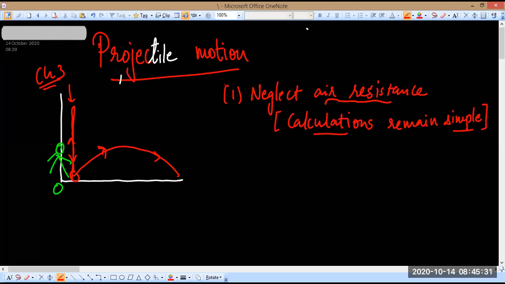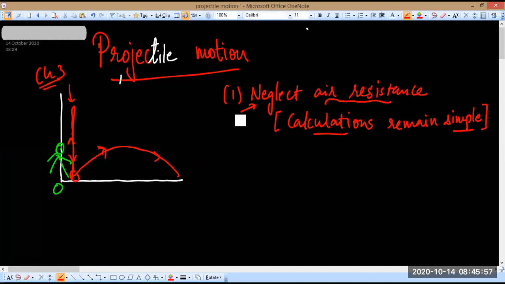Yes, the thing is, whenever we neglect something, whatever answer we are getting will definitely have an error. But as long as the error is small, we are happy with it. As long as the error is small, we don't mind, right? Okay, just that the error should not be too large.